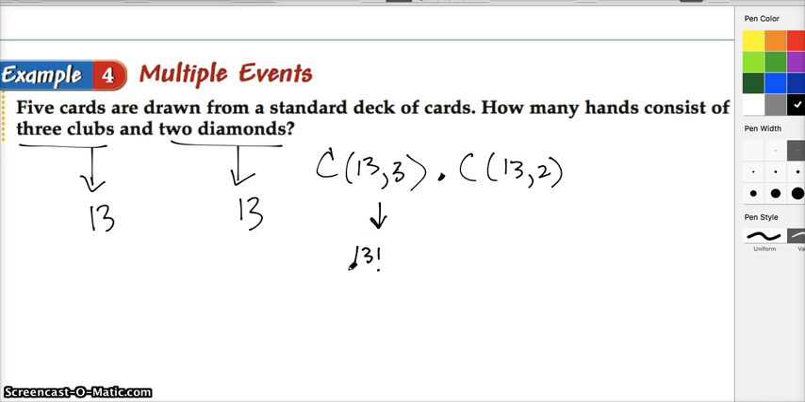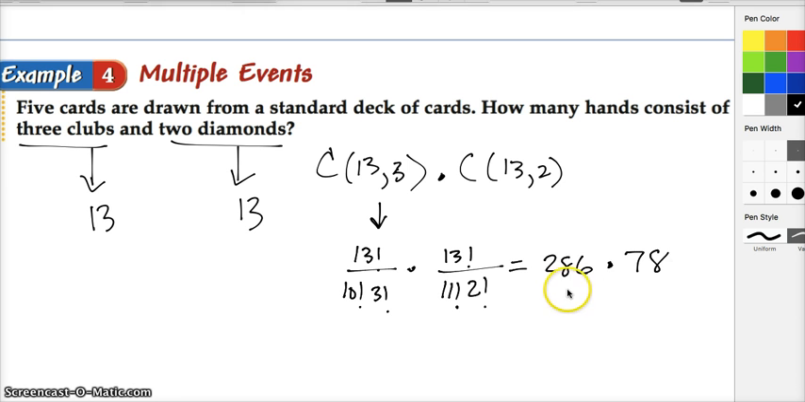So that's 13 factorial over 13 minus 3 factorial, which is 10 factorial, over just 3 factorial. And I'm going to multiply that by 13 factorial over 13 minus 2 factorial, which is 11 factorial, divided by 2 factorial. I think I should probably get my calculator out, but I'm going to be stubborn just for a little while. 13 times, no, I'll get my calculator. So we'll get 286 times 78, with its product being 22,308. And so that's how many different ways that we can draw 5 cards from a standard deck and find that we have 3 clubs and 2 diamonds.